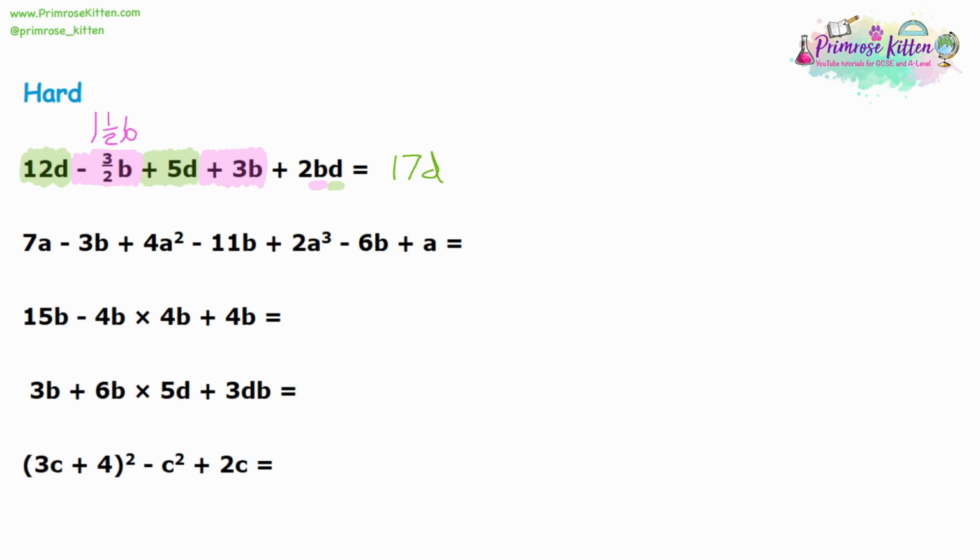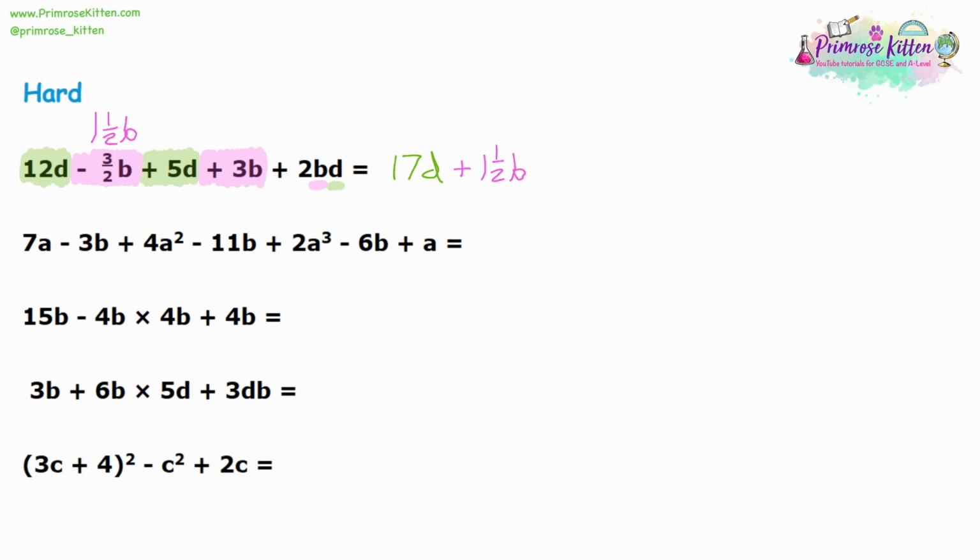We've got 3 bananas, and we're taking away 1.5 bananas. So 3 take away 1 is 2, and then 2 take away a half would be 1.5. So we've got 17 dogs, and we've got 1.5 bananas.